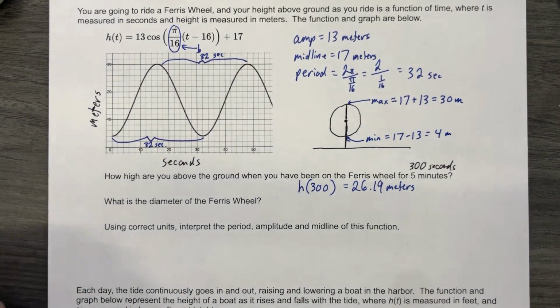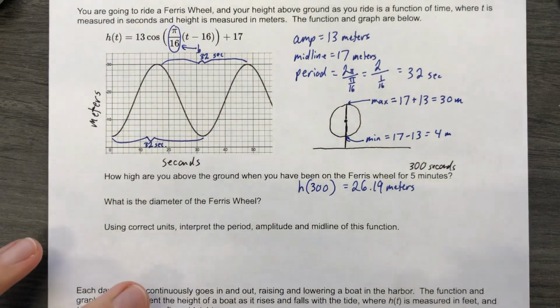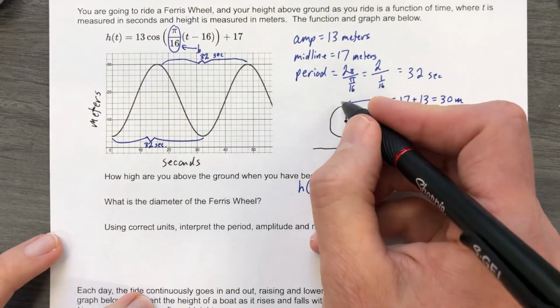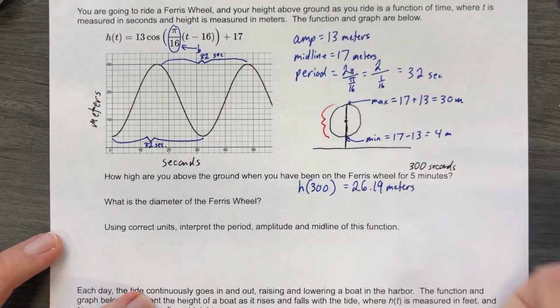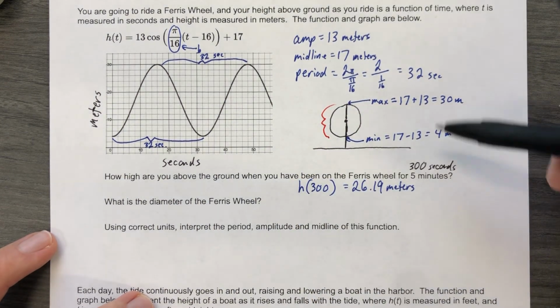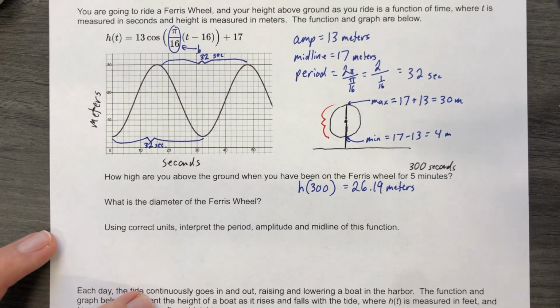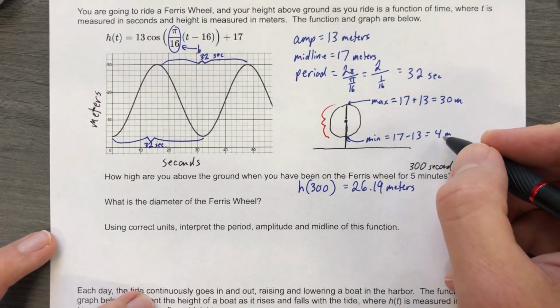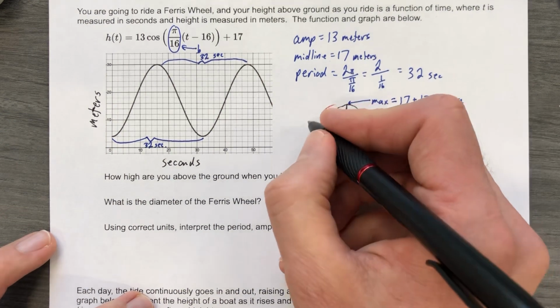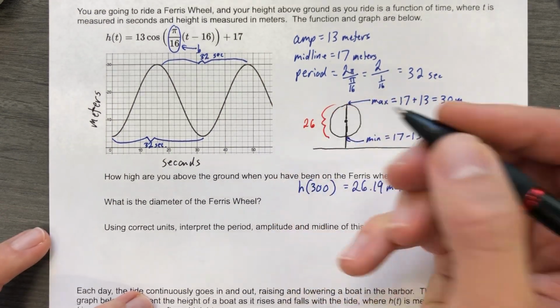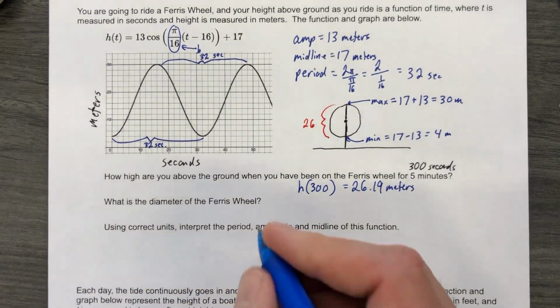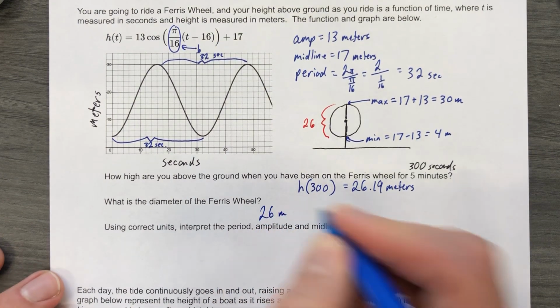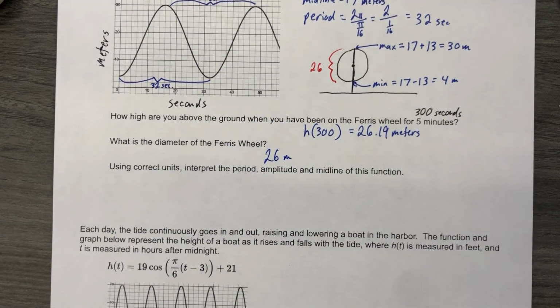So if you want to figure this thing out in terms of the diameter, it's really not going to be that complicated. It would be this distance right here. So I would travel from a lowest of 4, I said 40, I meant 4, to a highest of 30, and so 30 minus 4 is going to give me 26. So what's the diameter of the Ferris wheel? 26 meters.